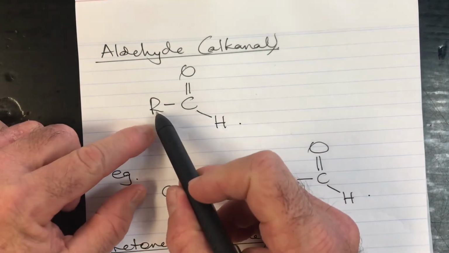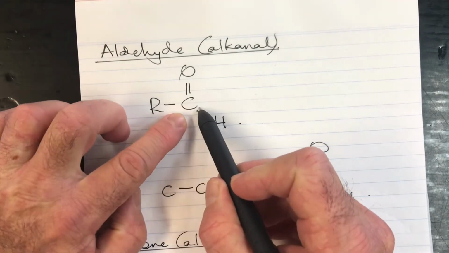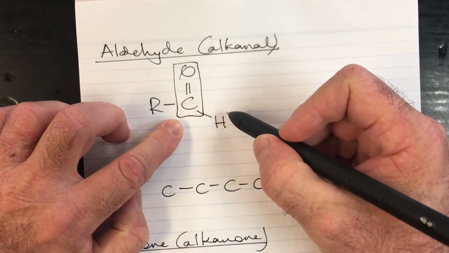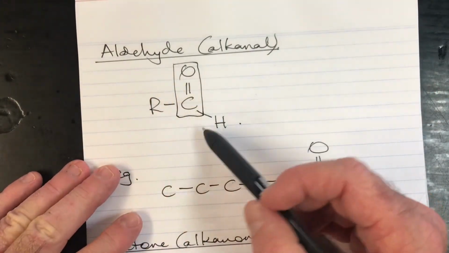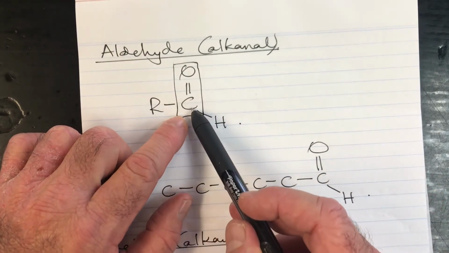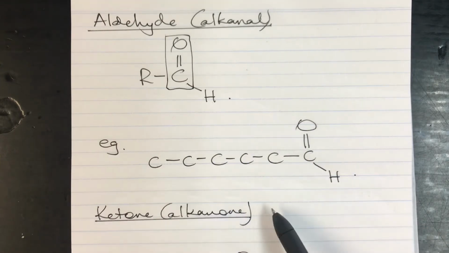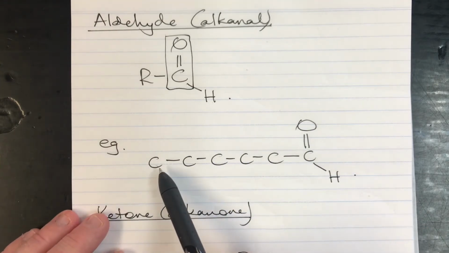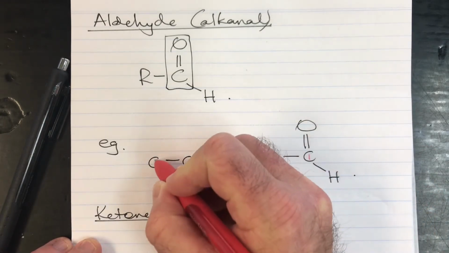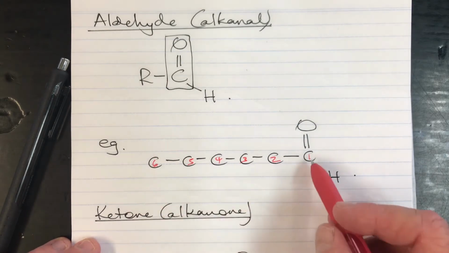Aldehydes. In general, an R group, any hydrocarbon chain, is attached to a final carbon that's involved in a carbonyl group situation. Aldehydes is when the carbonyl group is located on a terminal carbon, a carbon at the end of the main chain. Here's an example. Let's have a go at naming this aldehyde. How many carbons does it have? 1, 2, 3, 4, 5, 6. It's got 6 carbons.